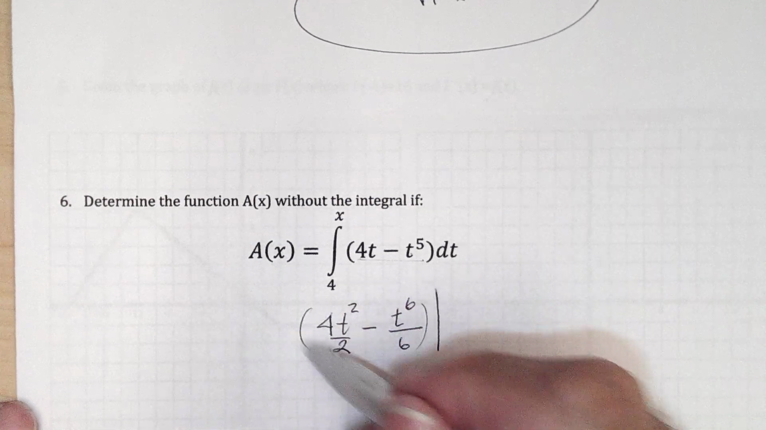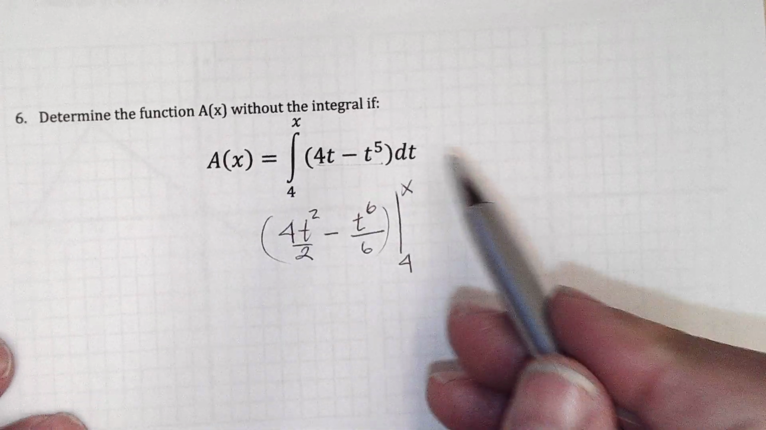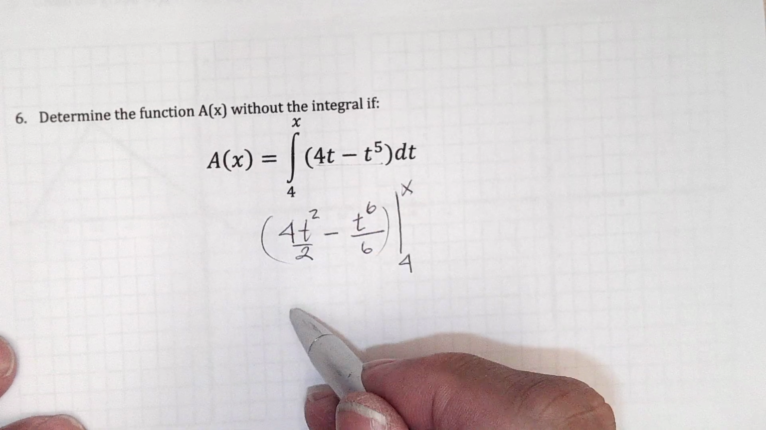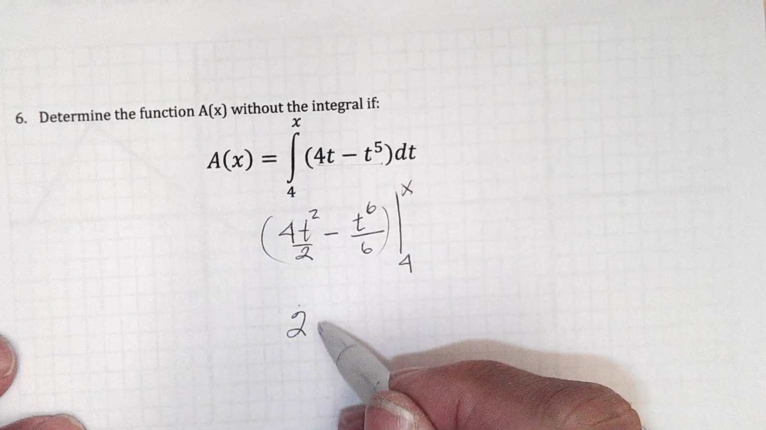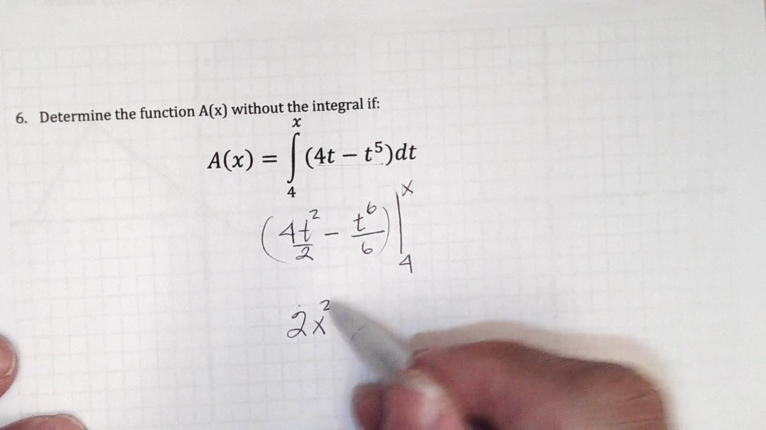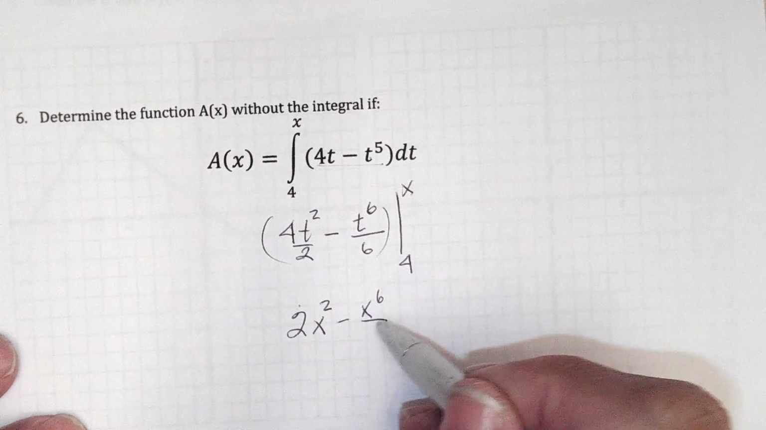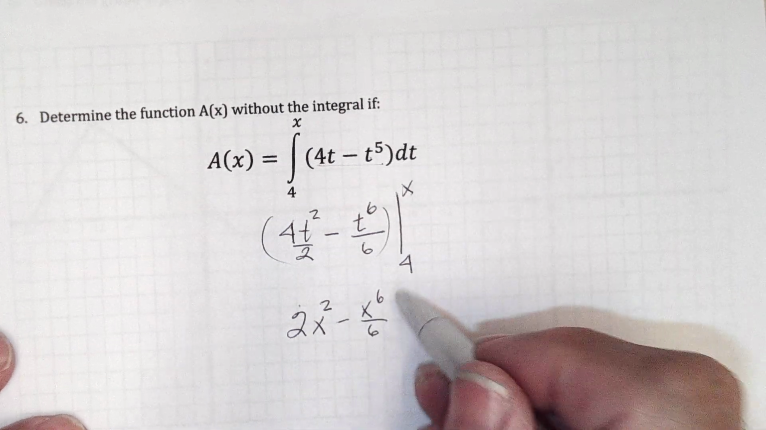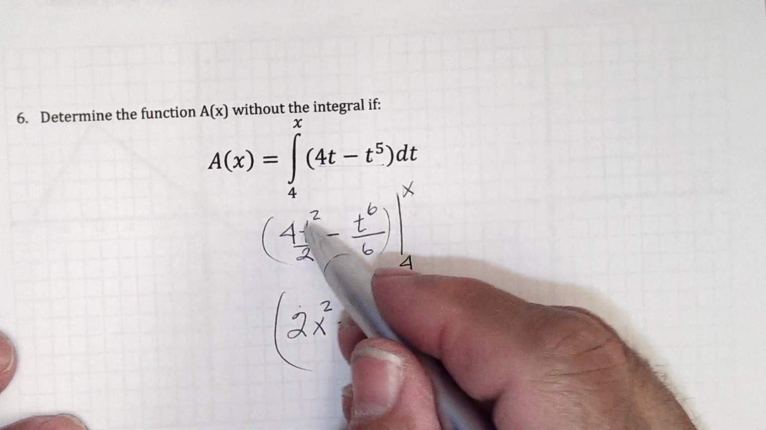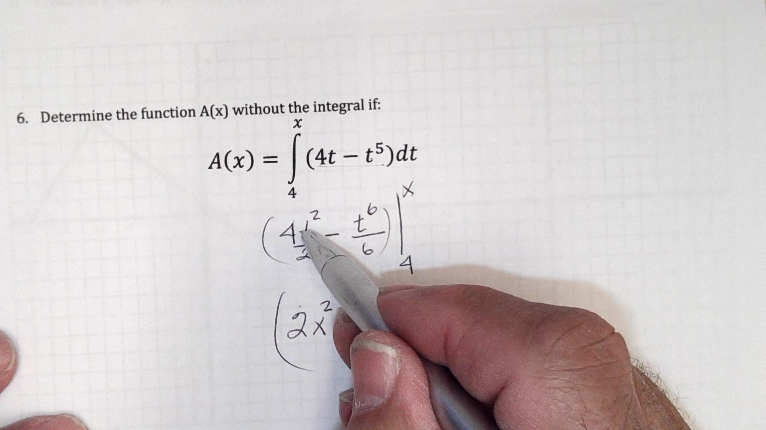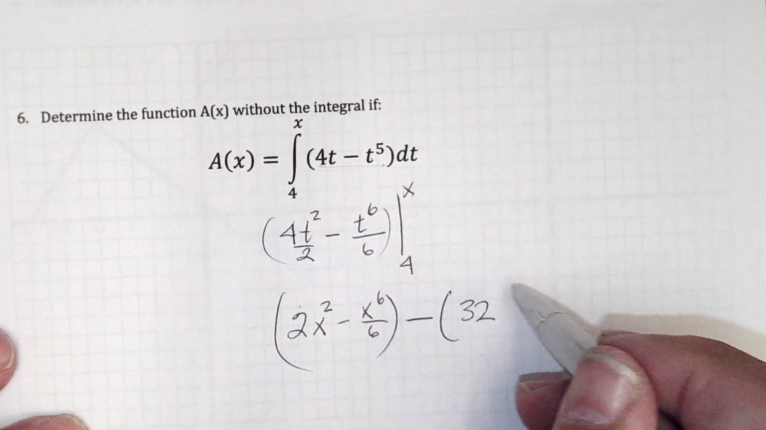Evaluated from 4 to x. So I'm going to put x in for there, and I'm going to get the 4 over 2 reduces to 2x squared minus x to the sixth over 6, or 1/6 x to the sixth, minus, now you've got to put the 4 in, so it's 2 times 4 squared. 4 squared is 16 times 2 is 32.